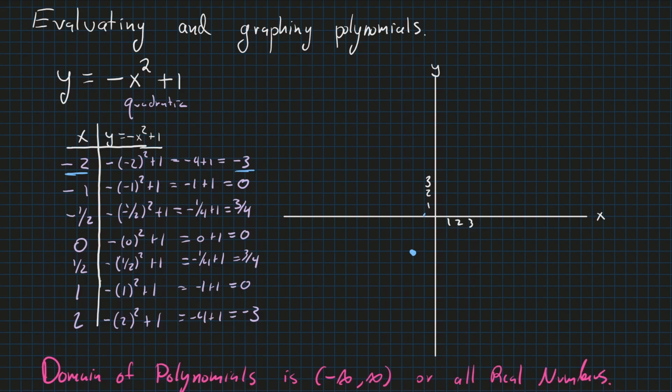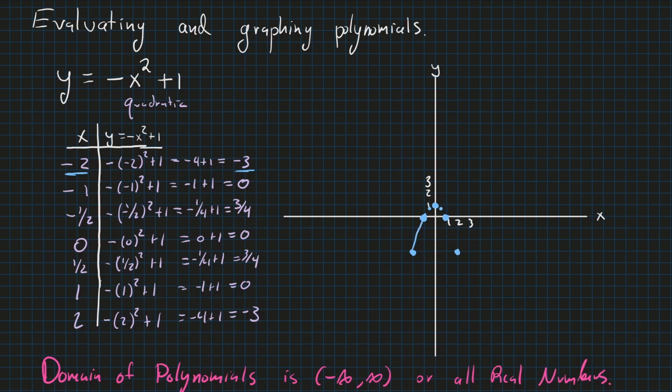Then at negative 1, we're here at 0. That's pretty nice. At negative 1/2, we're at 3/4, so it's like right up in there. At 0, we're at 1. At 1/2, we're again at 3/4. At 1, we're at 0. At 2, we're at negative 3. So this should be enough information to get what the picture looks like.